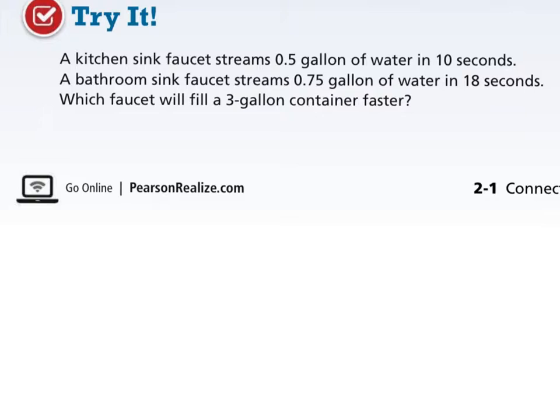So we've got a kitchen sink faucet that's streaming 5/10 of a gallon of water in 10 seconds, and a bathroom sink faucet that's streaming 75/100 of a gallon of water in 18 seconds. Which faucet will fill a 3-gallon container faster?